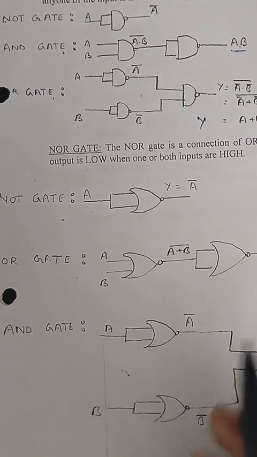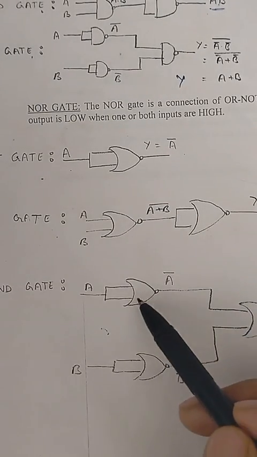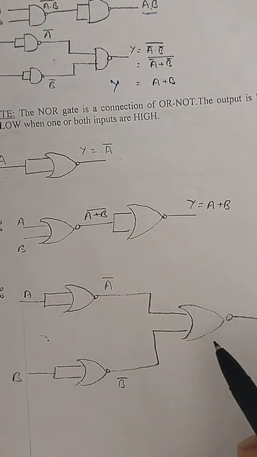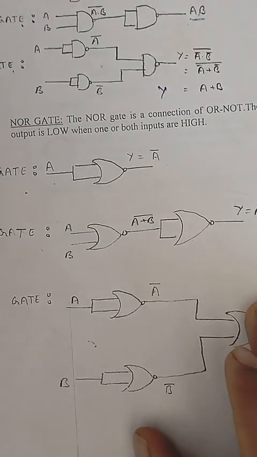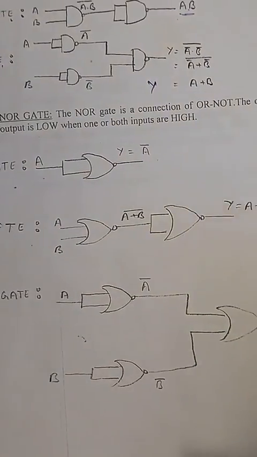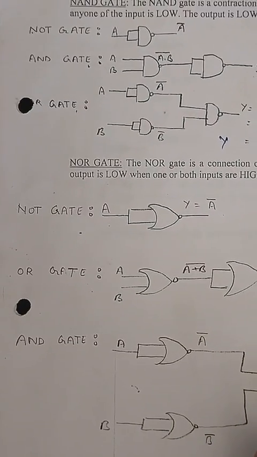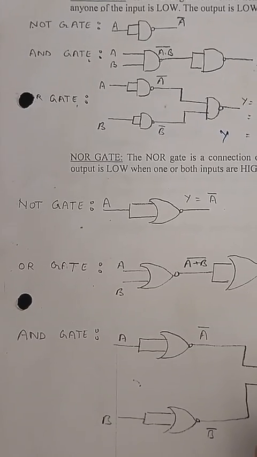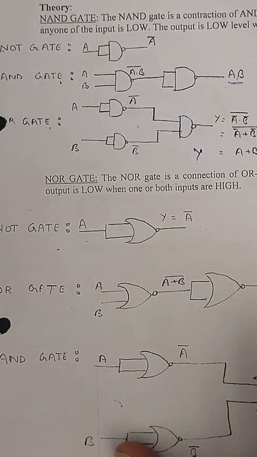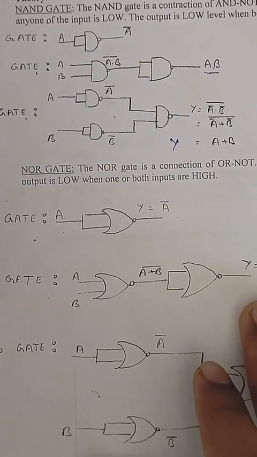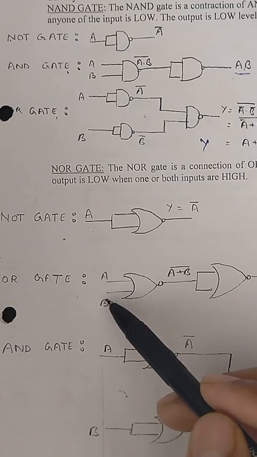We are using NOR gates here, 2 plus 1, 3 NOR gates. One NOR gate, second NOR gate, and third NOR gate. No, sorry, for the OR gate we are using two NOR gates. You can see the circuit like this. Now A and B are the two inputs here.